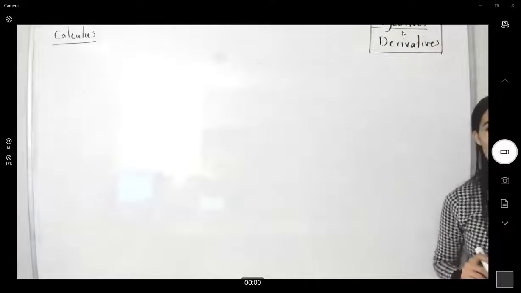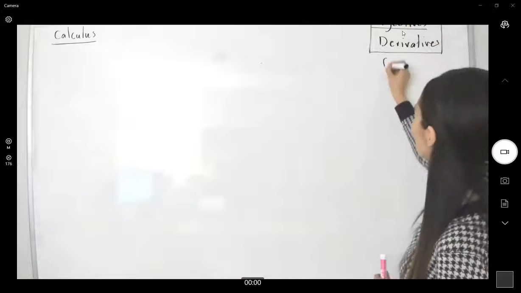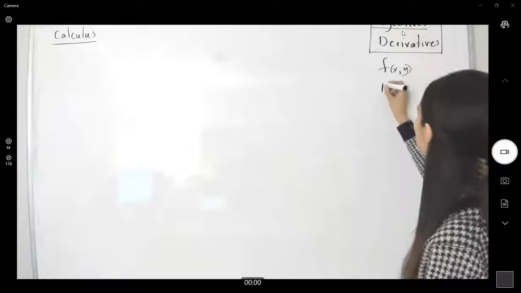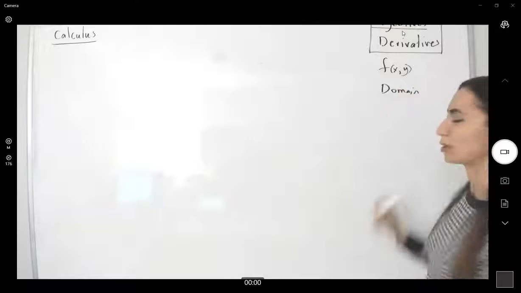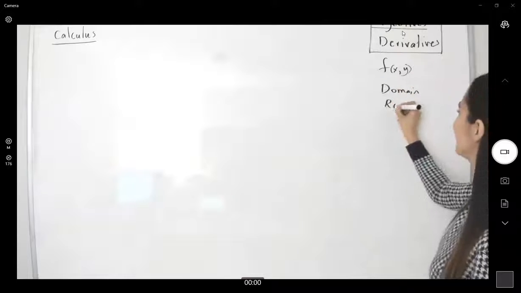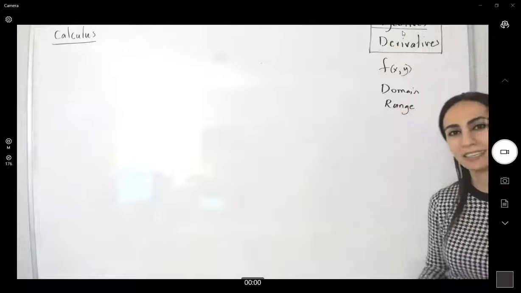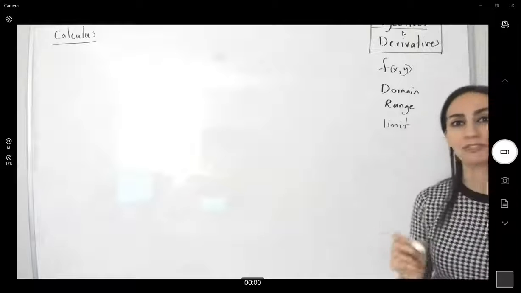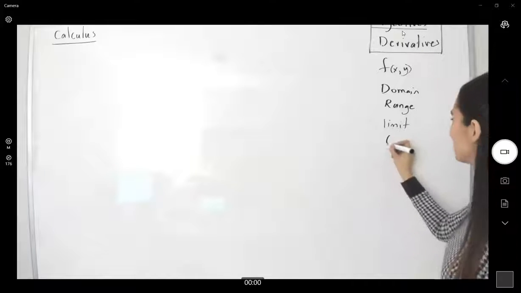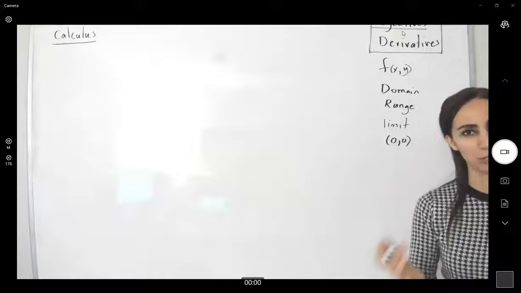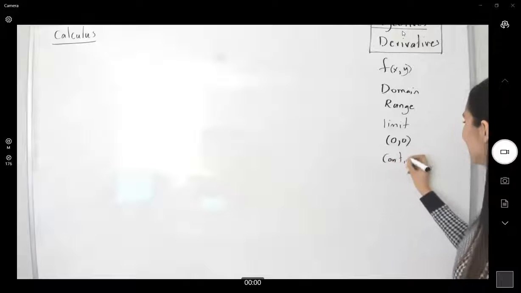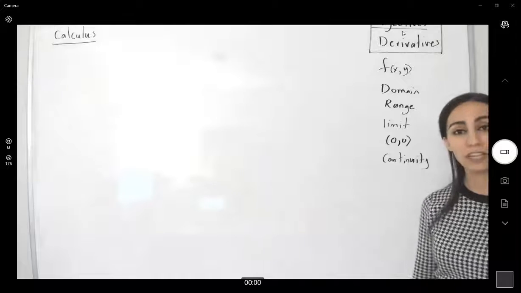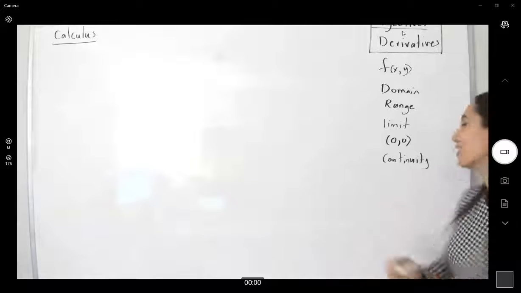So what have we learned so far? We started talking about functions, f of x and y. Then we defined the domain of the function, then the range of the function. After that, we talked about the limit, especially the limit at troubling points, like the origin. We talked about continuity. And now we're going to talk about derivatives, the rate of change of the function.